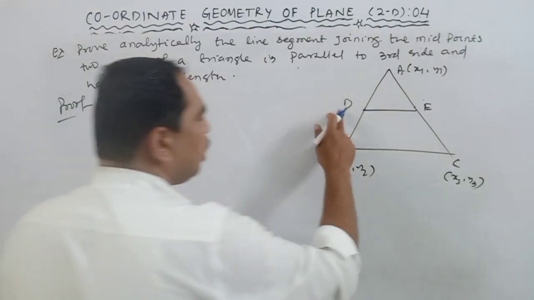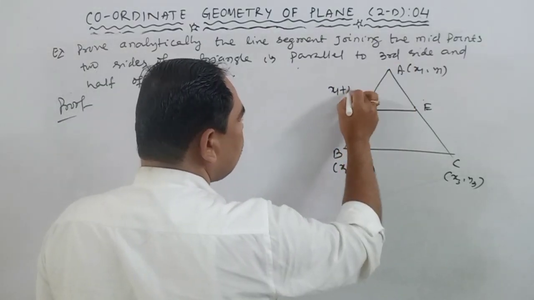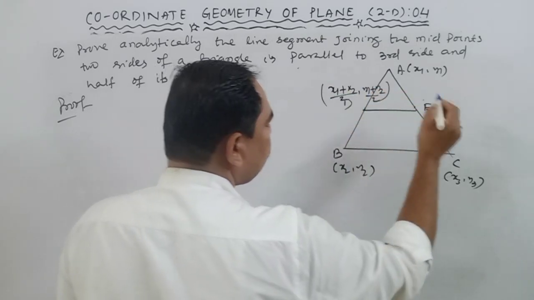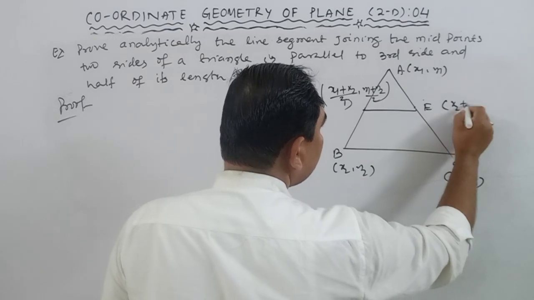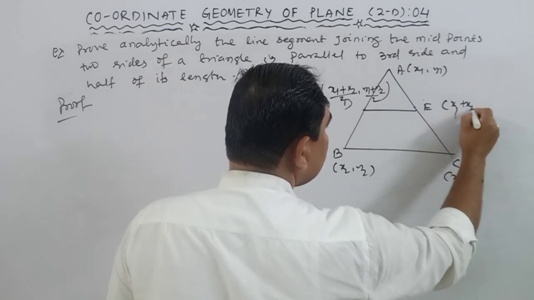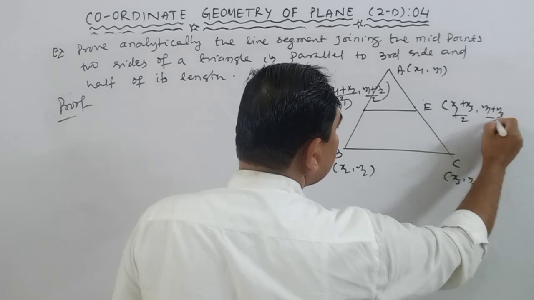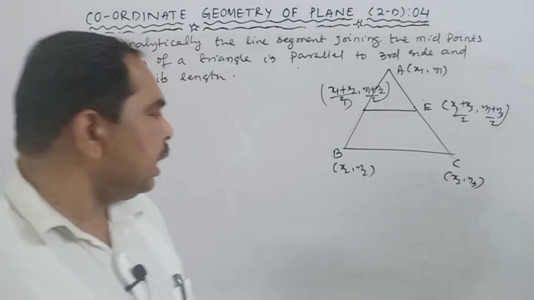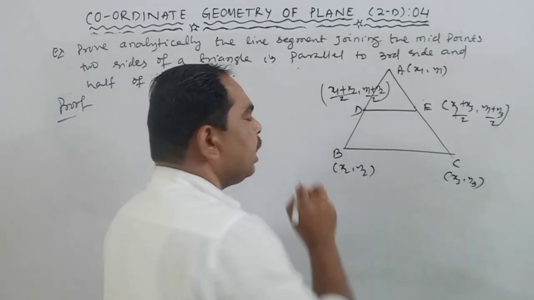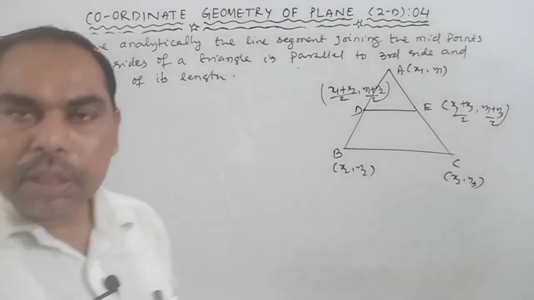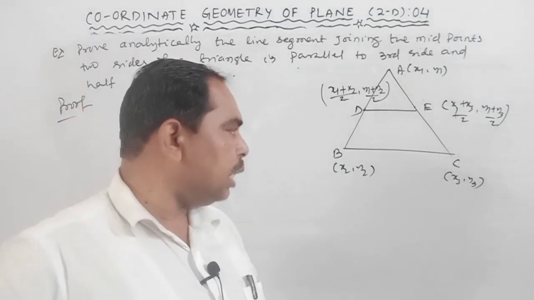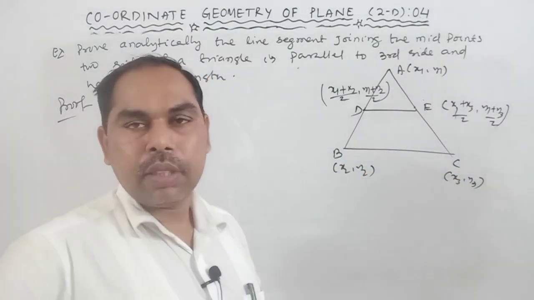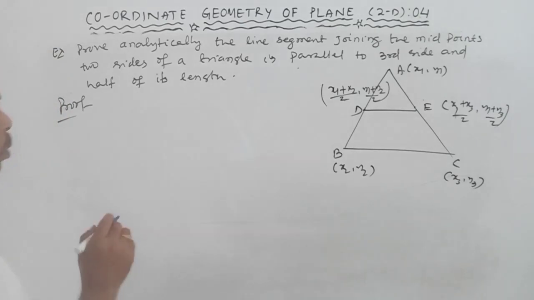The coordinate of D is (x1 plus x2 by 2, y1 plus y2 by 2), and the coordinate of E is (x1 plus x3 by 2, y1 plus y3 by 2). We need to show that DE is parallel to BC, that means slope of DE is equal to slope of BC, and the length DE is equal to half of length BC. Let me prove it.